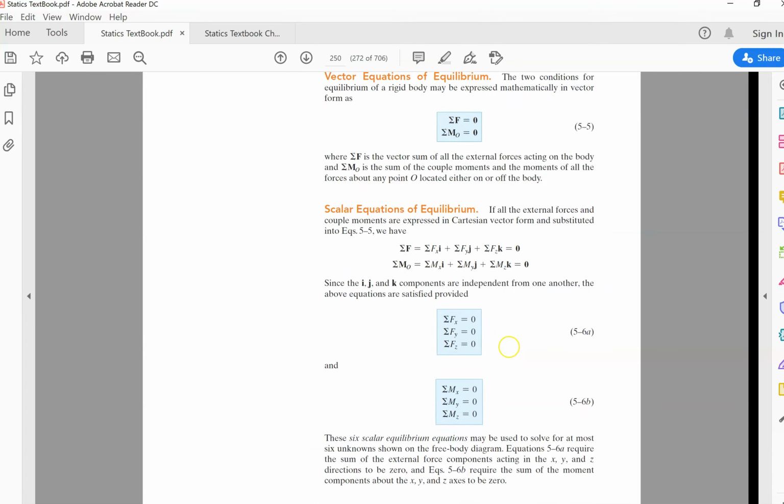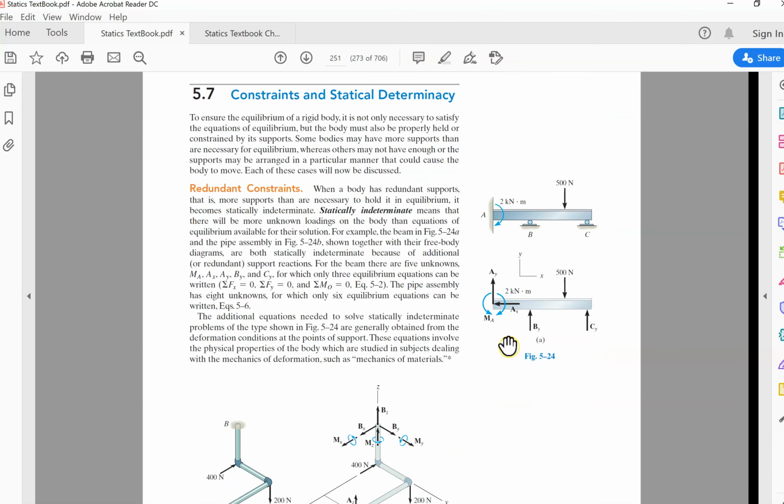These are the equations of equilibrium just covered, and constraint and statical determinacy. So what is statically indeterminate? Statically indeterminate means that there are more unknowns on the body than equations of equilibrium. It's kind of tricky. You will not be able to solve it directly, but there are methods to do so as well. That is called statical indeterminacy. This is only covered theoretically, so you can just self-study.